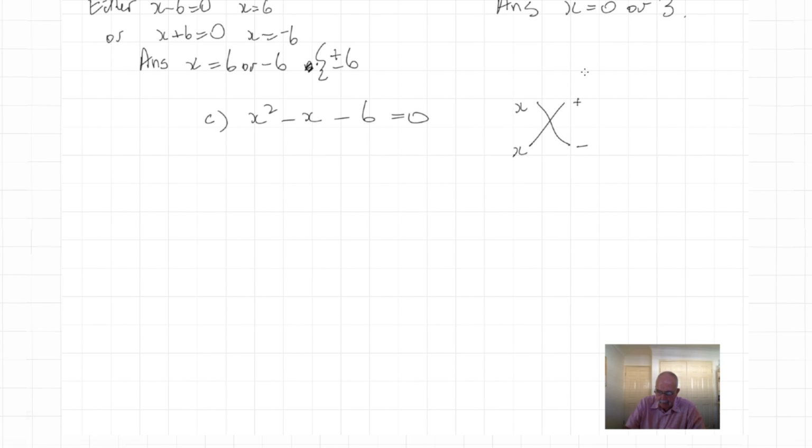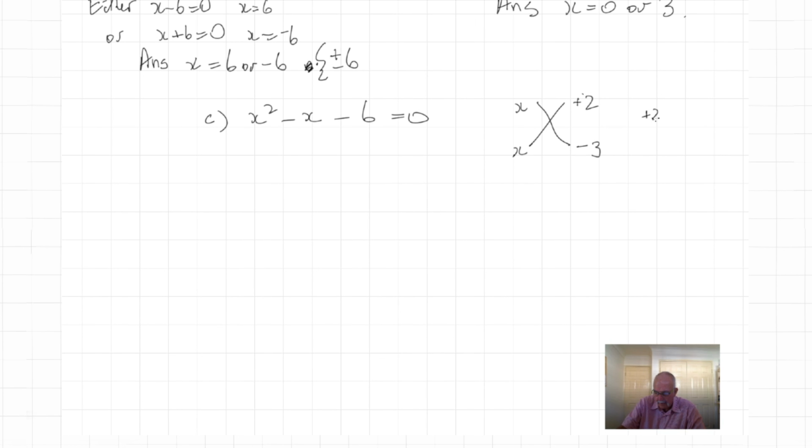So I know that of the factors of 6 that differ by 1 are 3 and 2. So it's a matter of, do I put the 3 there and the 2 here? Or do I put the 3 here and the 2 here? And because I get negative 1x, I want the bigger factor to be down here with the negatives and that one there. Now when I multiply, just check.